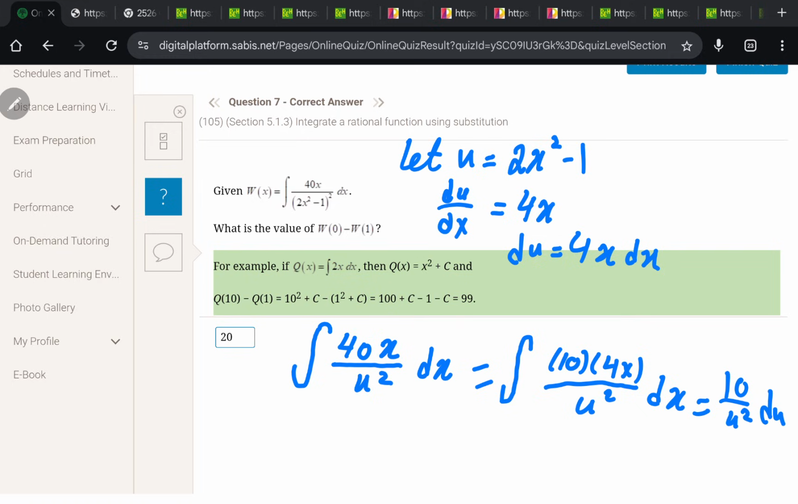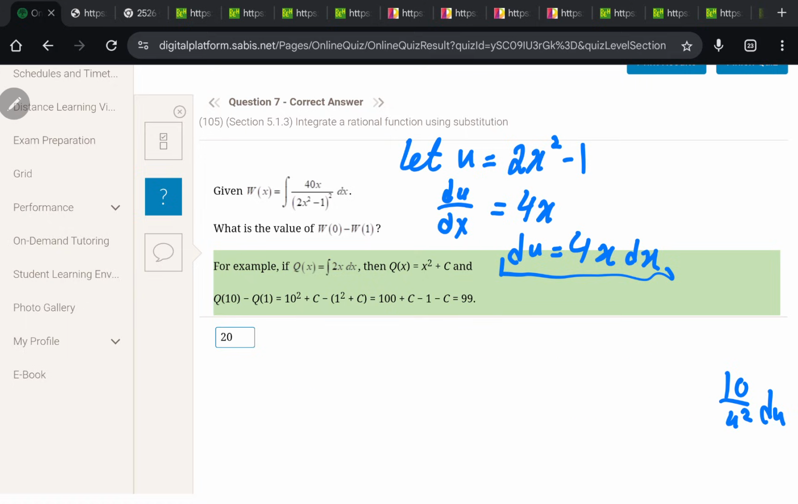It's absolutely correct. And again, remember, du is 4x dx. We have 4x, we have dx. You can combine them together, especially since they're both up on the top of the fraction. So now what can you do? Personally, what I would do is take u up. So we're going to say now it's 10 u to the power of minus 2 du. This is the integral, of course.